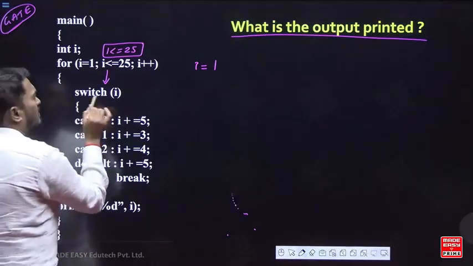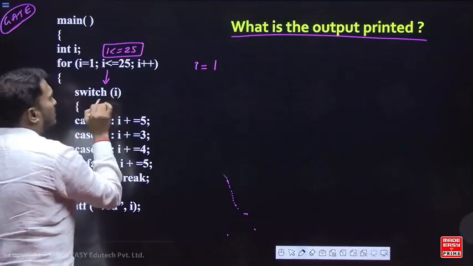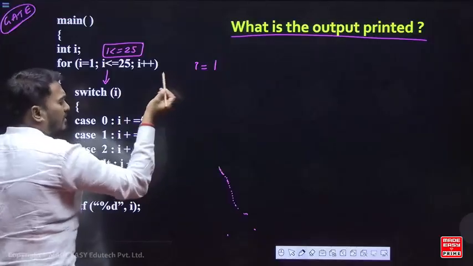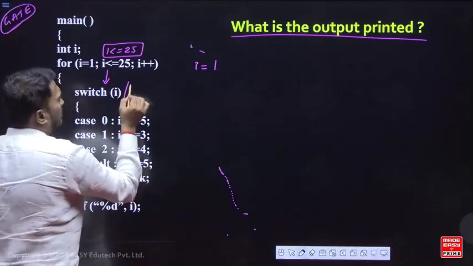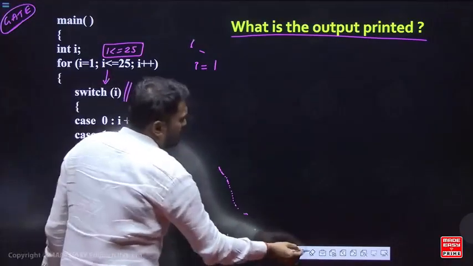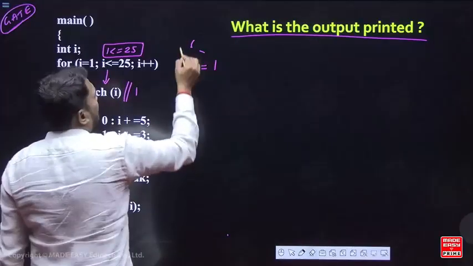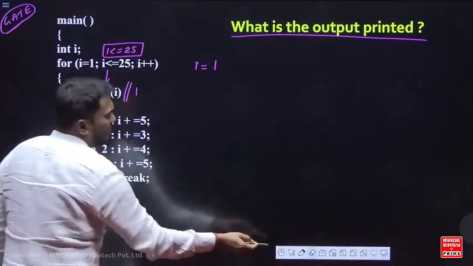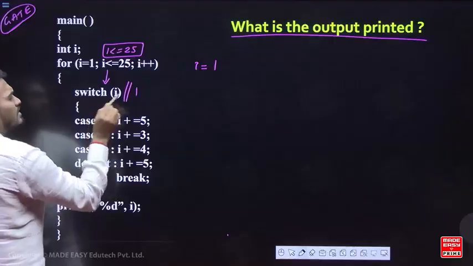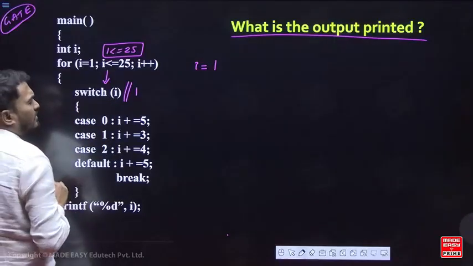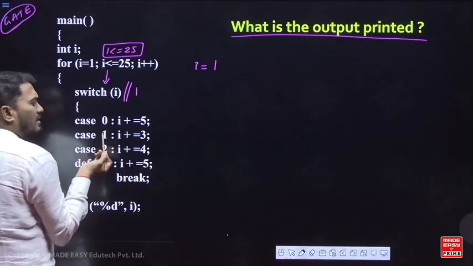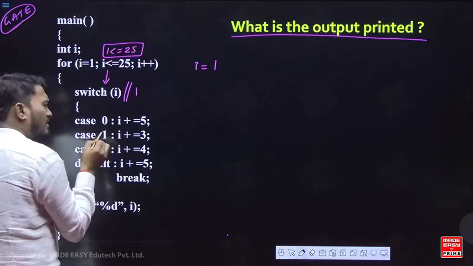Now tell me, in the switch case what you are passing? What is I value? I value is 1. So in the switch case you are passing 1. First time you are passing 1. Is it matching with any case here? Yes, it is matching with case 1.